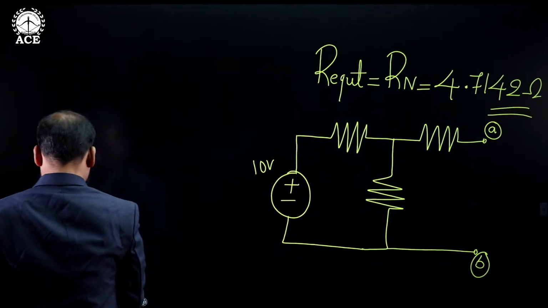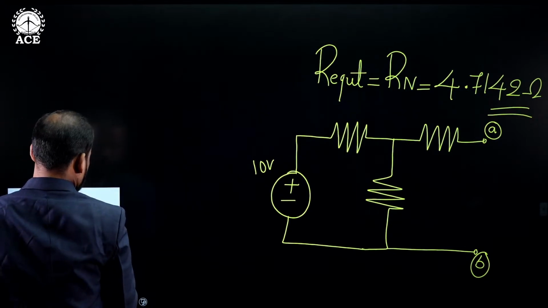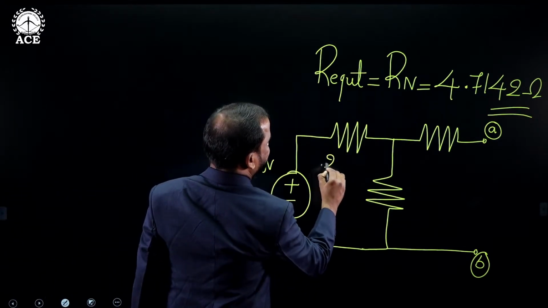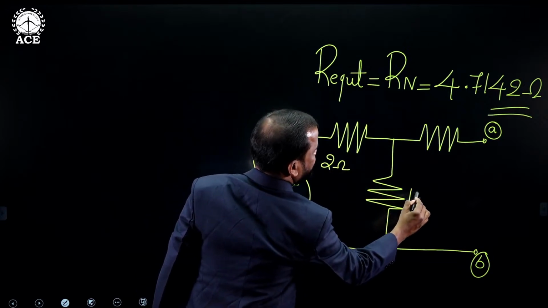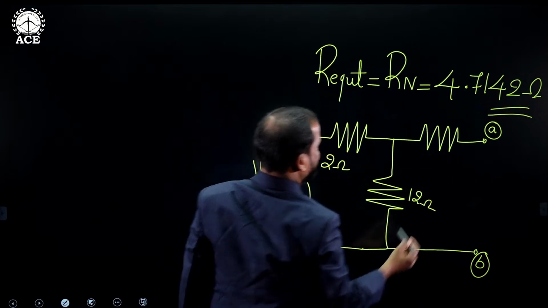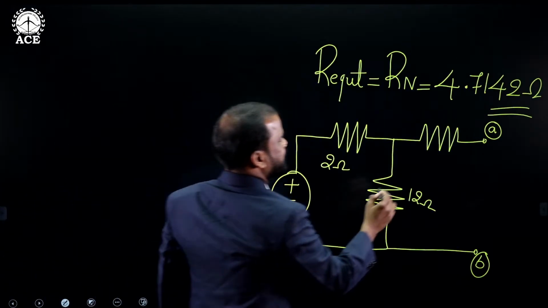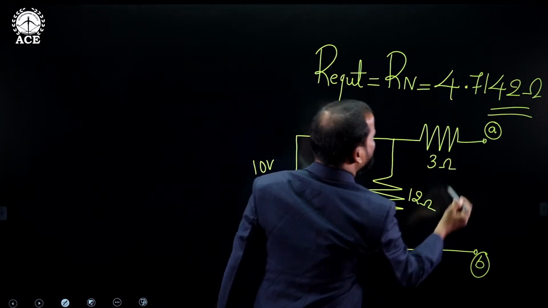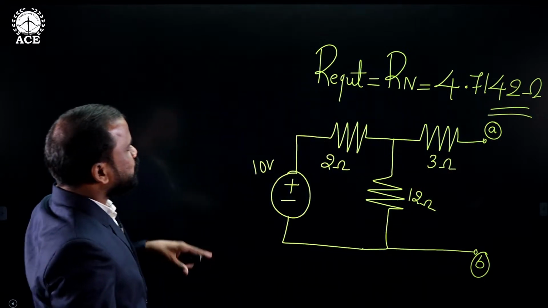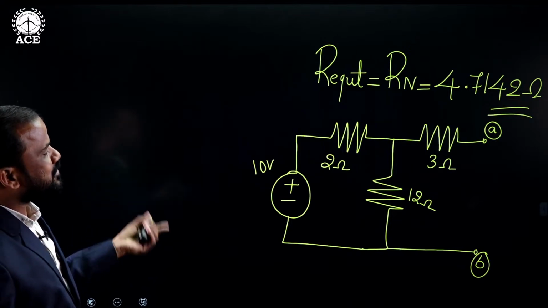So this is 2 ohms, this is 12 ohms, and this one is how much? I think 3, yes, sorry. So this is 3, okay. Now this is the two terminal linear network after disconnecting the load in the original network.